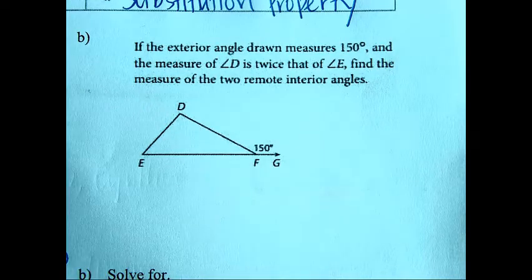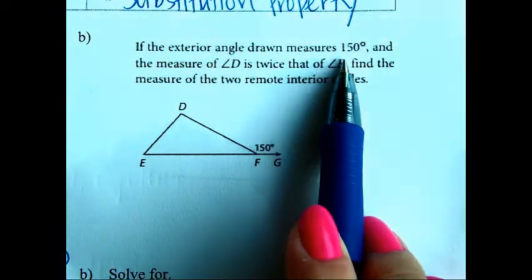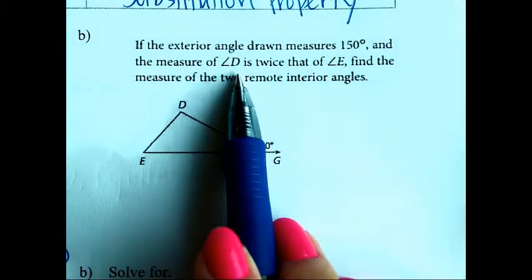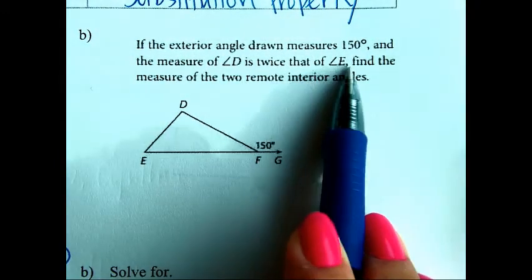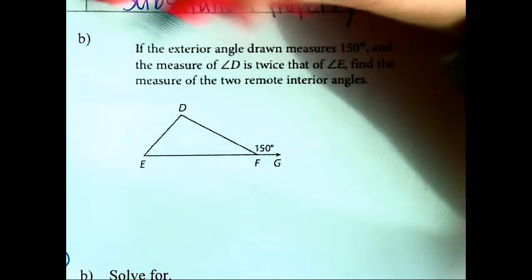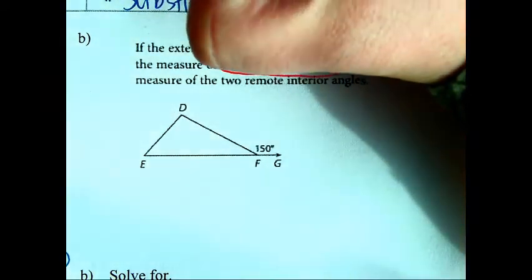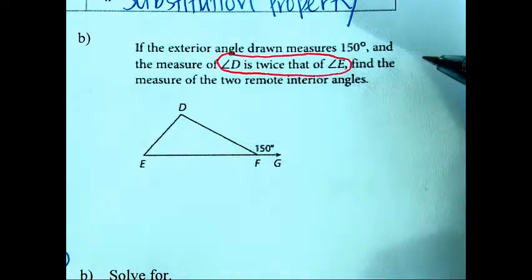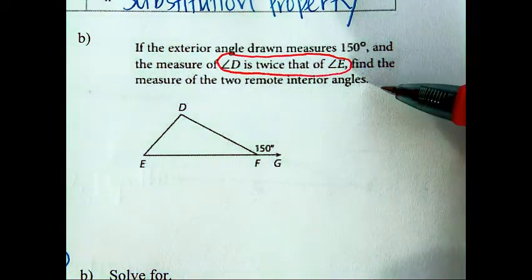For part B, the exterior angle drawn measures 150 degrees, the angle on the outside, and the measure of angle D is twice that of angle E. So that's important. The measure of angle D is twice that of angle E. I need to use that since I don't have any other information on my picture. Find the measure of the two remote interior angles.